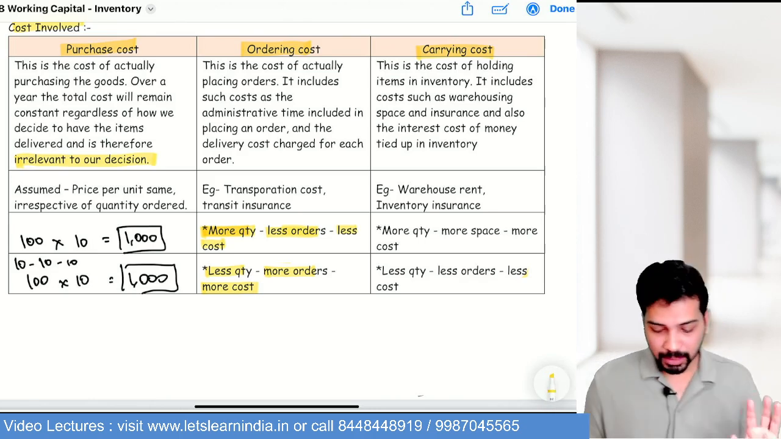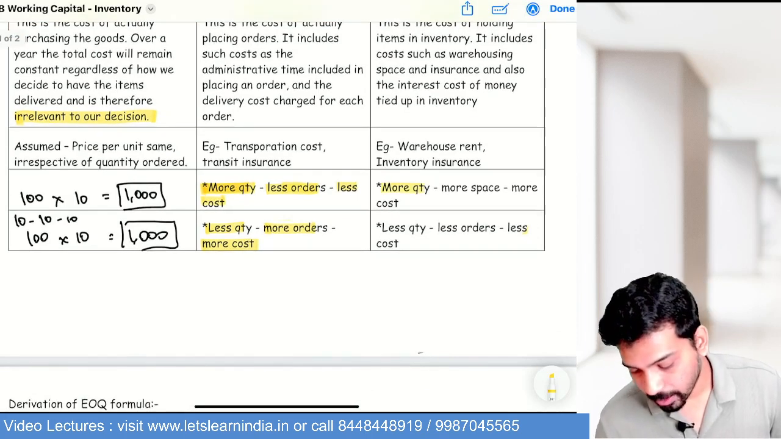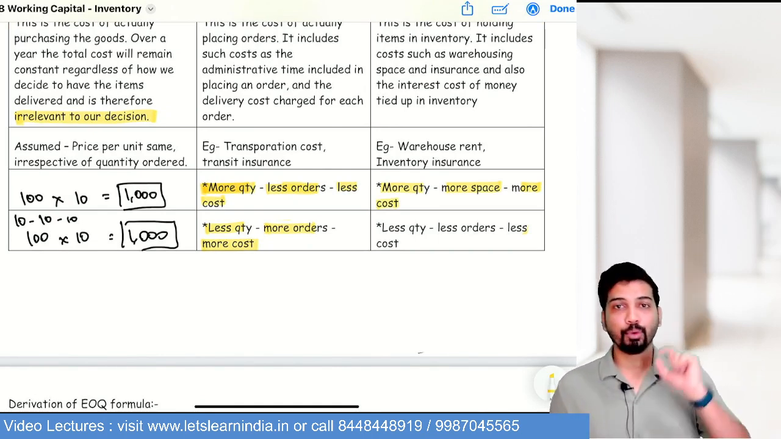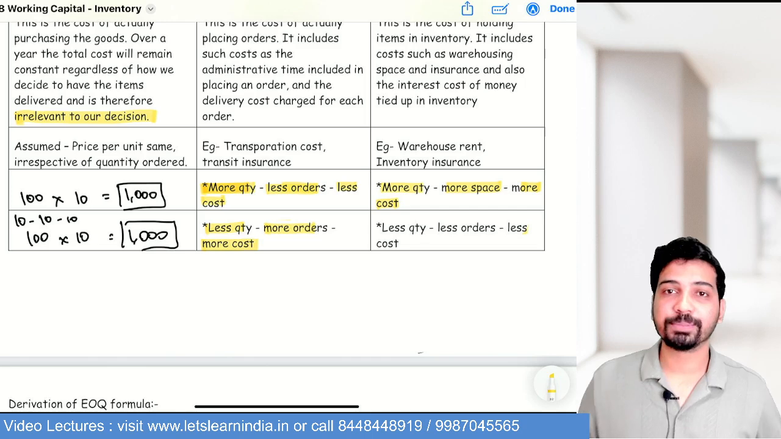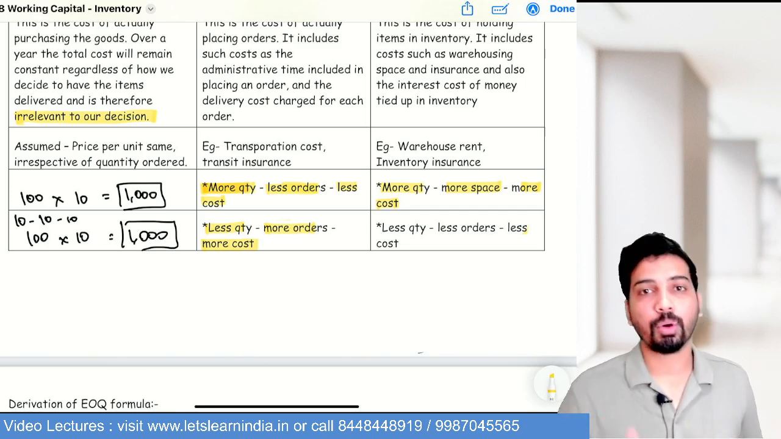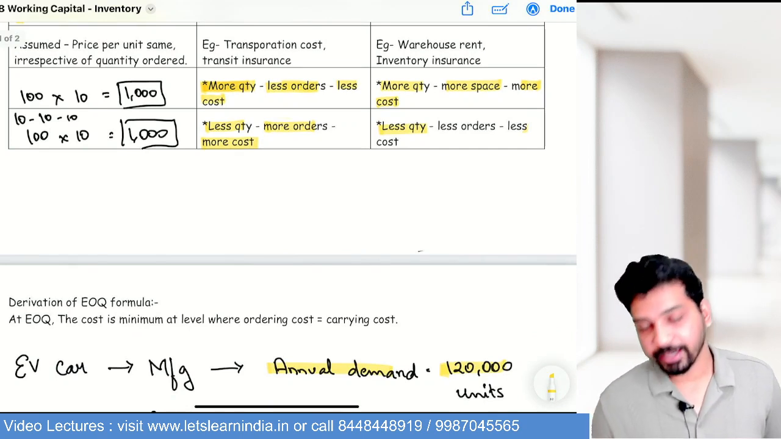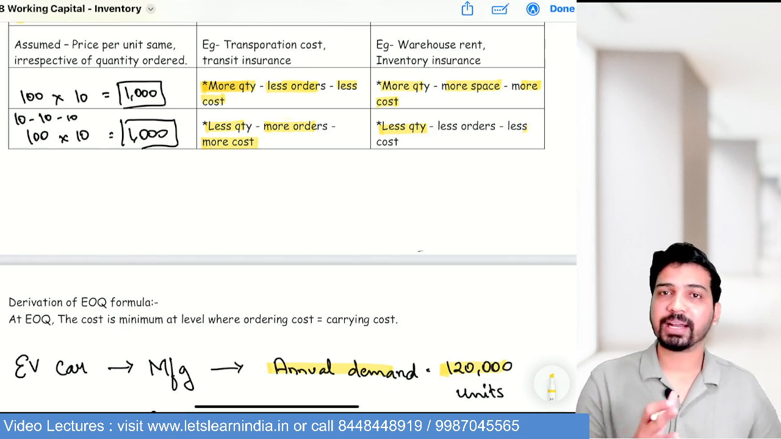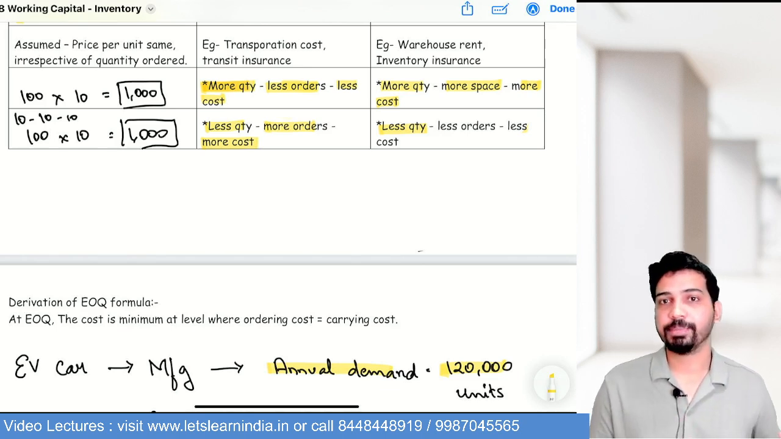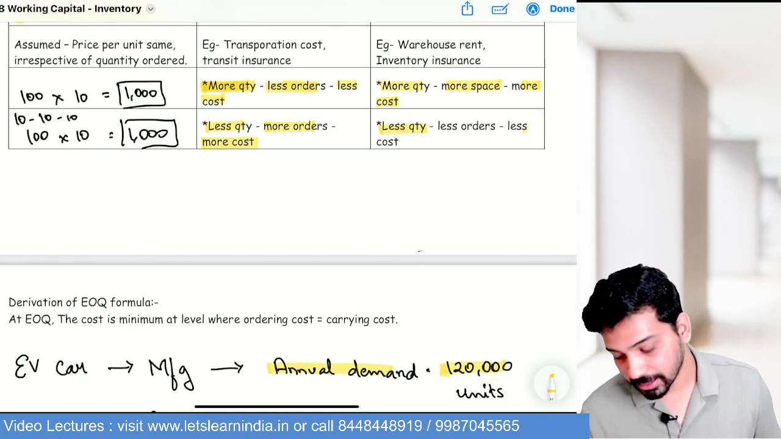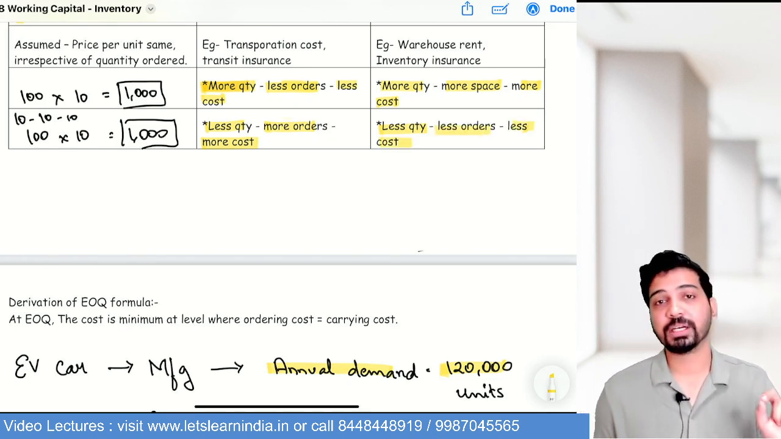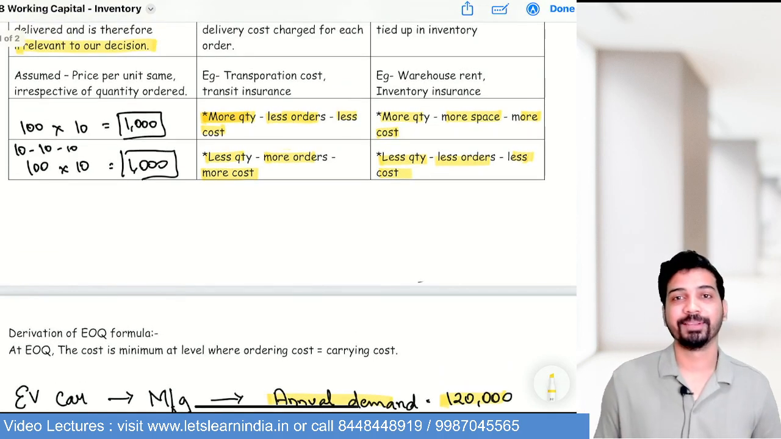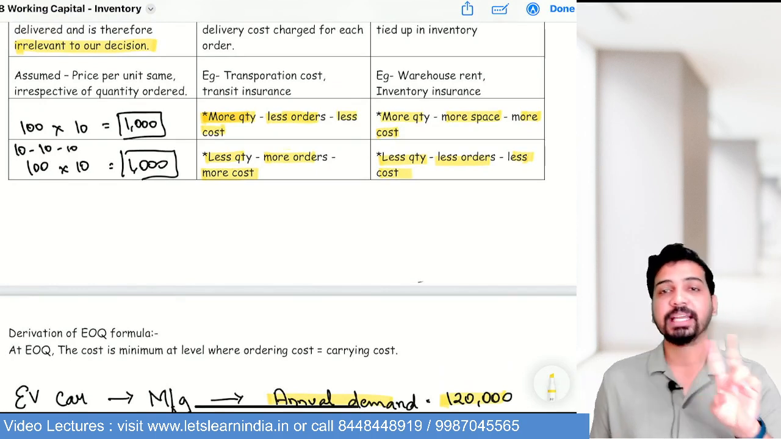Correct? So what will happen? The more quantity, the more space, and more cost. More quantity would result in more space that you will require, which will mean more cost. And with less quantity, if you take, for example, 1000 cars of inventory for Tata Motors, you will require a very limited space, which would result in less cost. Okay, so there is an inverse relationship.